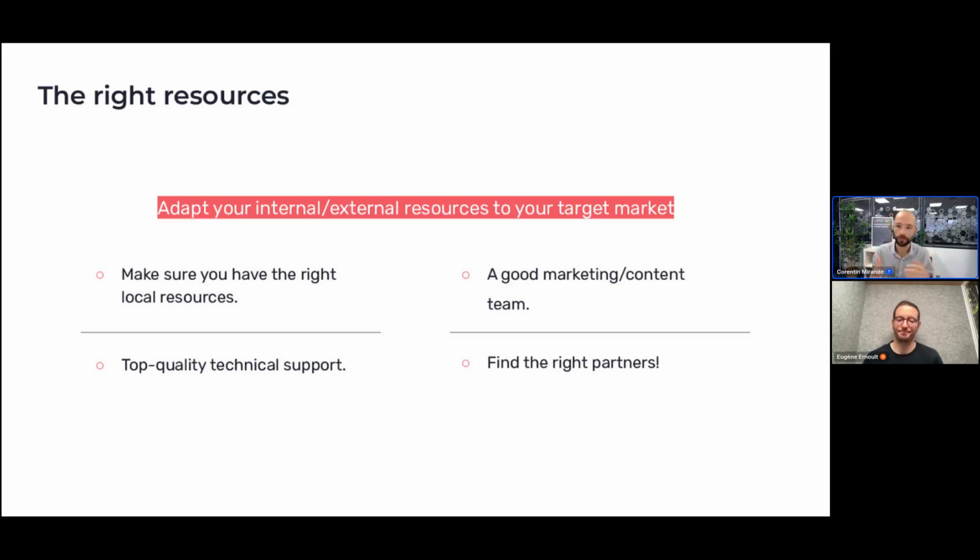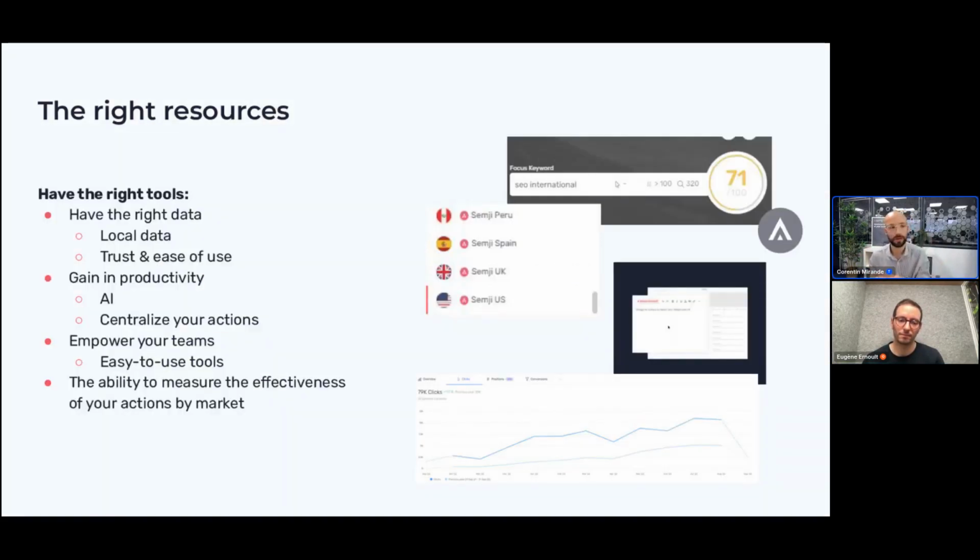And find the right partners, because you won't be able to do everything in-house. Or you can, but you're Amazon, you're L'Oreal, those kinds of companies. That's not everybody. So even if you are a big mid-market or an enterprise company, find the right partners to help you. Right partners, humanly speaking, but also technically speaking. Eugène and I, Weglot and Semji, we are platforms, we are tools. Yet, as you see today, we are also experts. So we combine both.